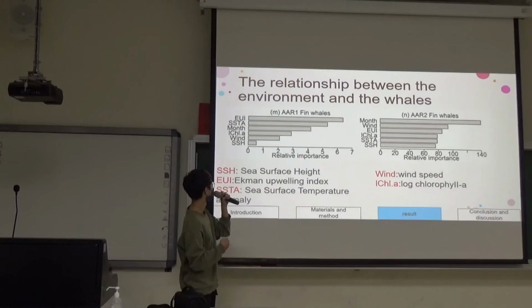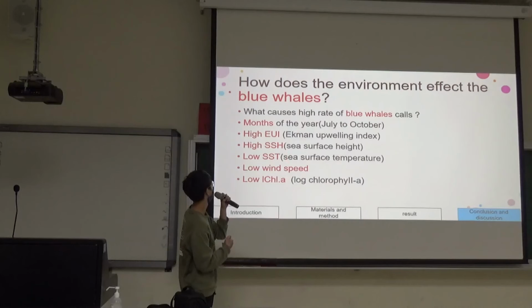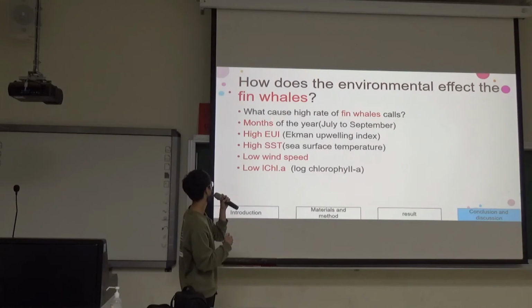And for this figure, you can see that the month also plays the most important role for fin whales in AR2. But in AR1, the Ekman upwelling index, UI, is the top factor. And how does the environment impact the blue whales? Months, high UI, high SSH, low SST, low wind speed, and low chlorophyll A cause a high rate of blue whale calls. And months, high UI, high SST, low wind speed, and low chlorophyll A cause a high rate of fin whale calls.